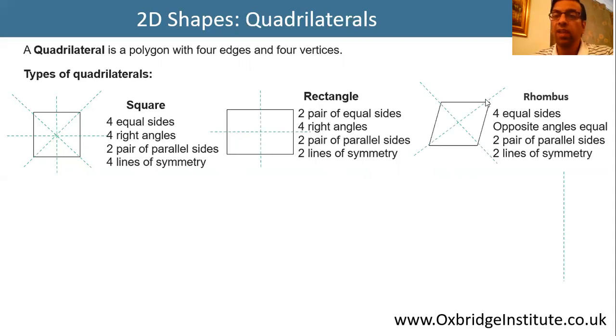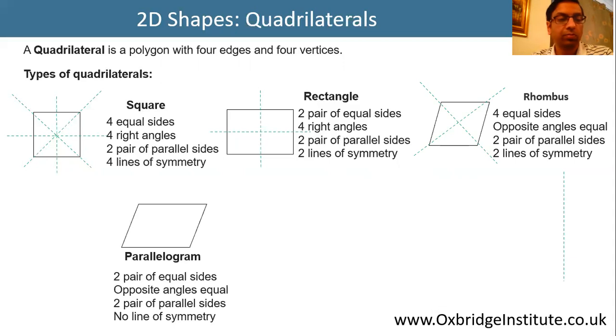Now, here we have a rhombus. A rhombus basically has 4 equal sides and the opposite angles are equal. There are 2 pairs of parallel sides and 2 lines of symmetry as shown. A parallelogram is this image. There are 2 equal sides, 2 pairs of parallel sides, opposite sides are equal, but there is no line of symmetry.